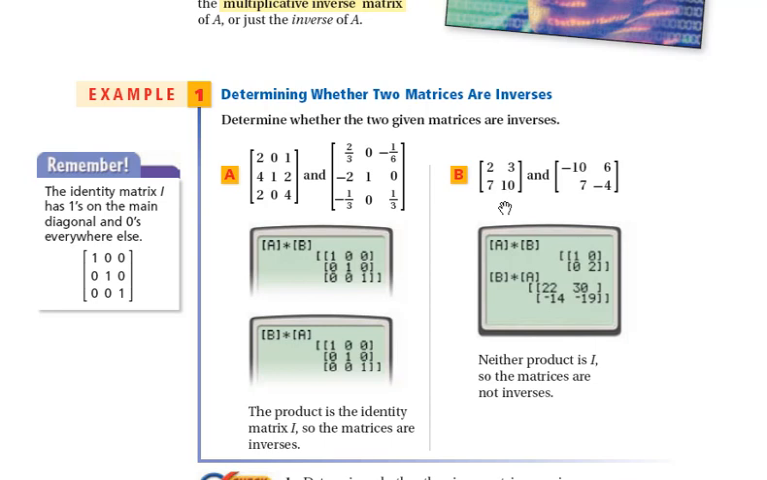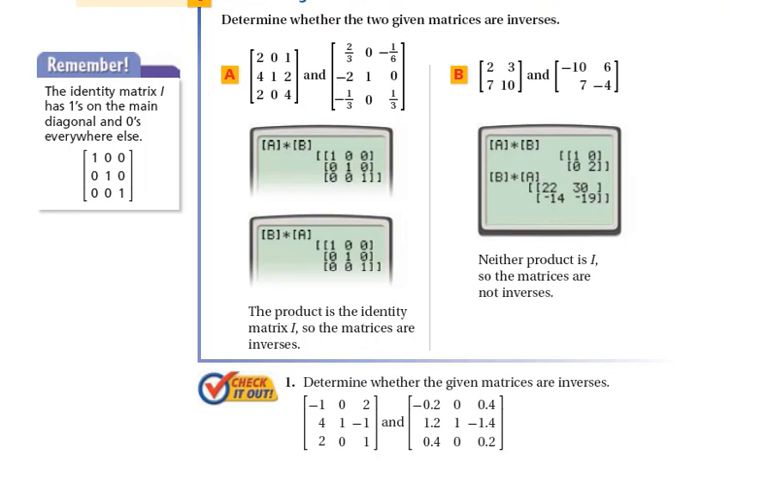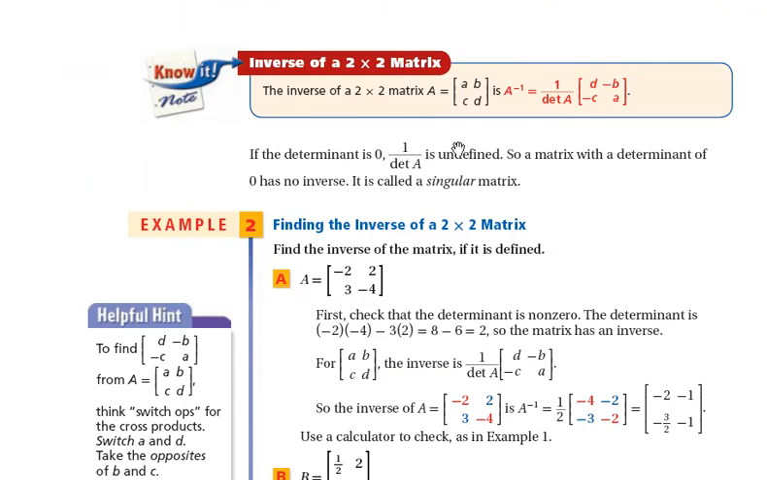When you look at example B here and you multiply those two together, notice that you do not get the identity matrix. You do not have the ones in the diagonal and zeros everywhere else. So these are not inverses of each other. Basically, to determine whether two matrices are inverses or not, you need to be able to multiply those two matrices.